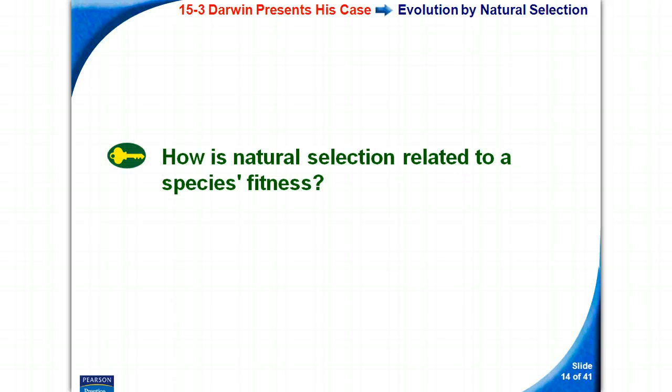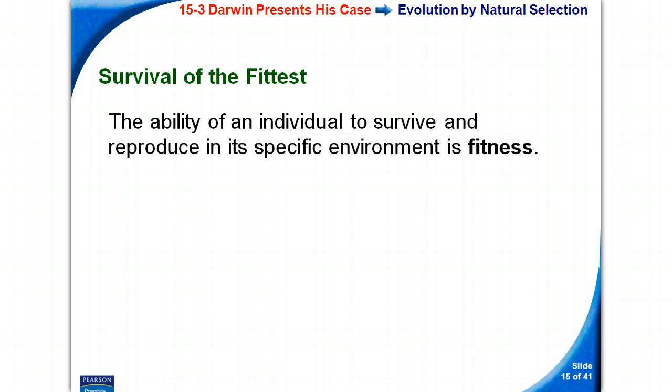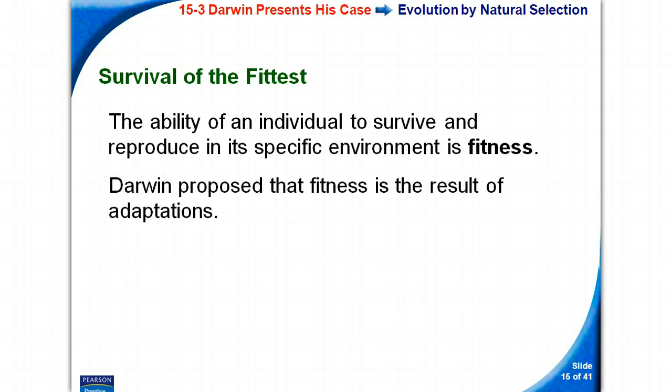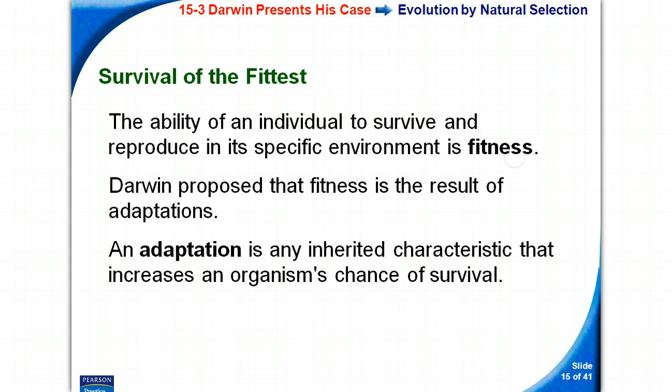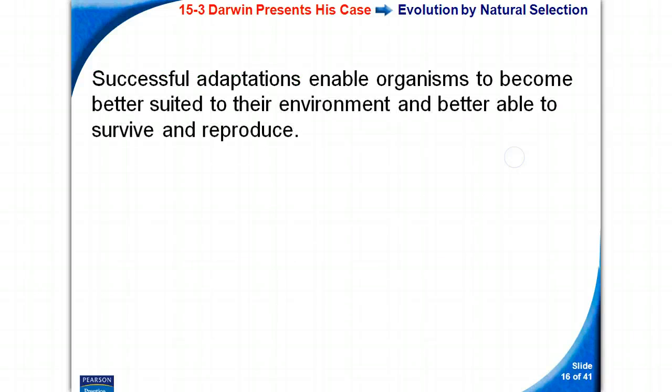Key concept number 2. How is natural selection related to a species' fitness? Survival of the fittest. The ability of an individual to survive and reproduce in its specific environment is fitness. Darwin proposed that fitness is the result of adaptations. An adaptation is any inherited characteristic that increases an organism's chance of survival. Successful adaptations enable organisms to become better suited to their environment and better able to survive and reproduce.